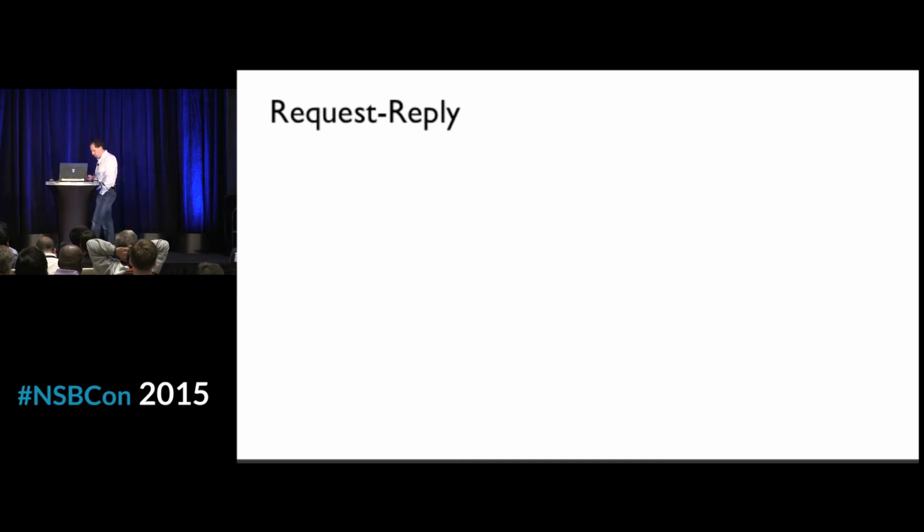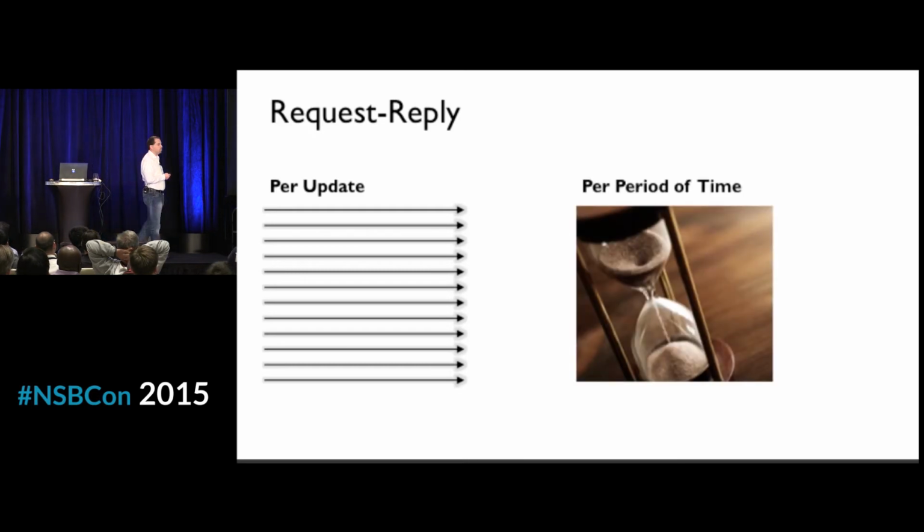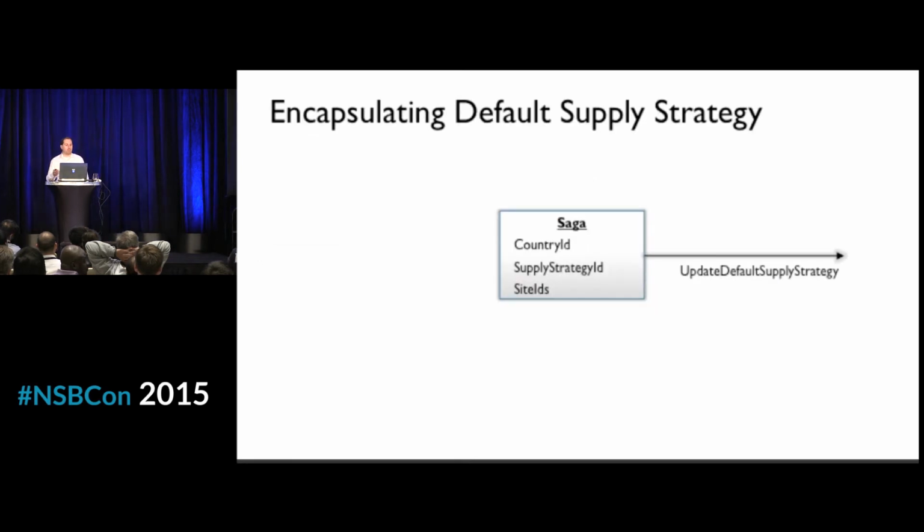So one option we could go with is we could reply back per update. The problem with this approach is as the number of sites in the country increase, the more reply messages increase, the more contention we'll have on that single Saga when they're receiving these messages. A better approach might be to wait some period of time to check for completion. So this decouples the actual completion checking from the amount of data that is in the Saga, so it scales a whole lot better.